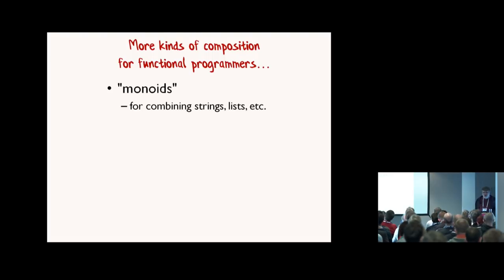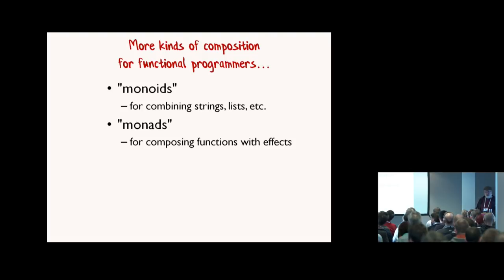Composition's good. All right. There's more kinds of composition you can do as a functional programmer, and this is where some of the jargon comes in. Monoids. Okay, so monoids is a jargony word. It's a mathematical word. It's really a way of composing things like strings, lists, even integers and stuff. It's a technique for doing composition of things like that. Monads is another jargony word, which we will be talking about later. And that's for composing functions which have effects. And I'll show you that when we get to FizzBuzz.